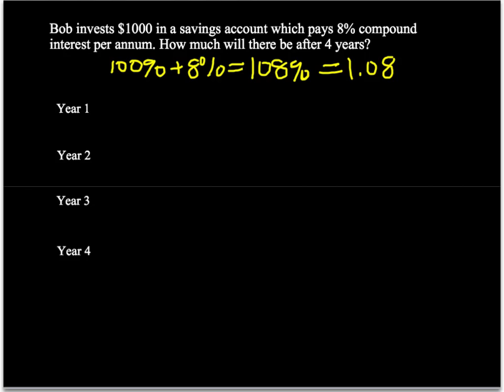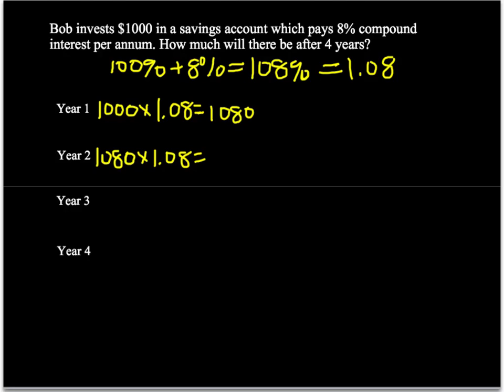Let's see what happens. So the first year, he invests $1,000, gets paid 8% interest, so times 1.08, and at the end of the first year, he's going to have $1,080. So the compound interest differs from simple interest in that in year 2, he's going to earn interest on this $1,080 he has now. Bob's going to get 8% interest, and that's going to give him $1,166.40. Since this is a money problem, we automatically know we need to round to 2 decimal places.